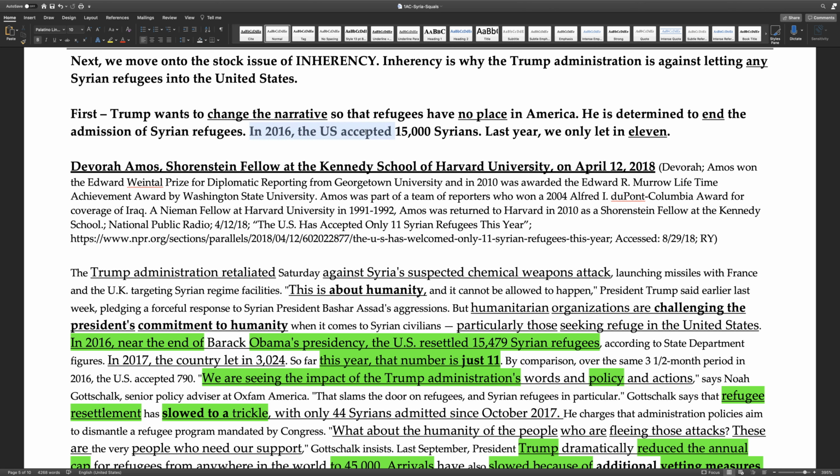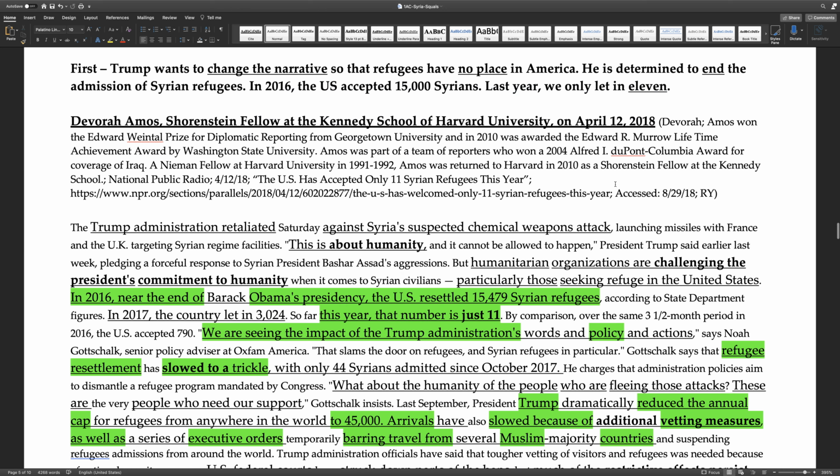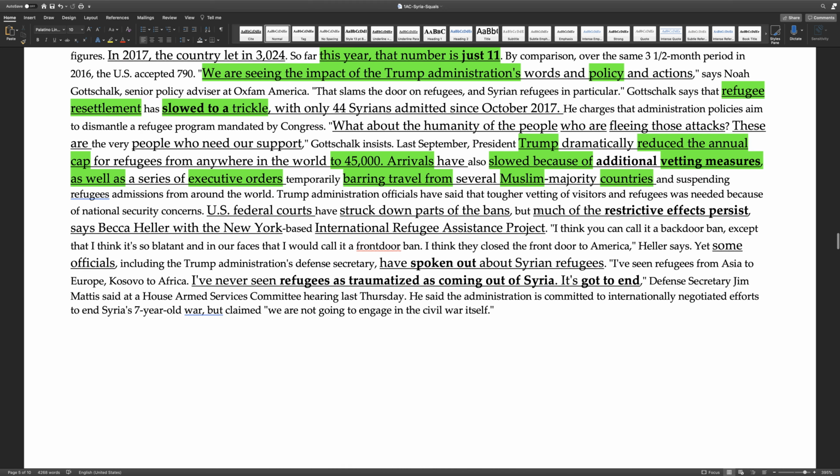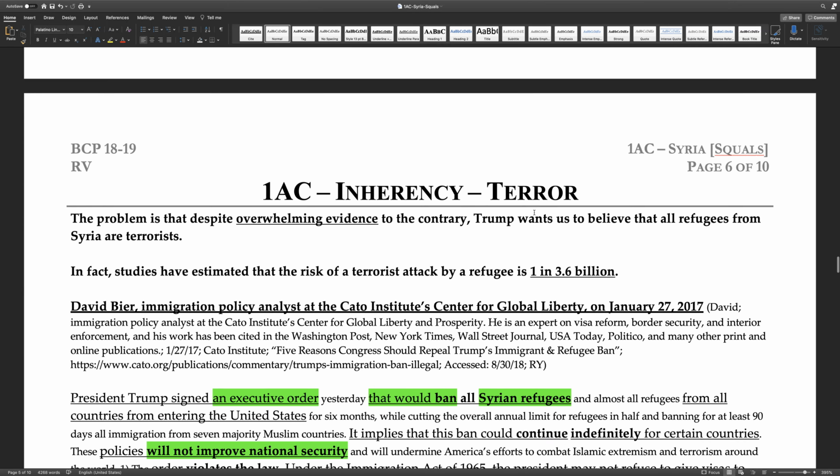In 2016, the last year of Obama, we let in 15,000. Last year, we let in only 11. So we can see there, this inherency story is pretty direct and straightforward.